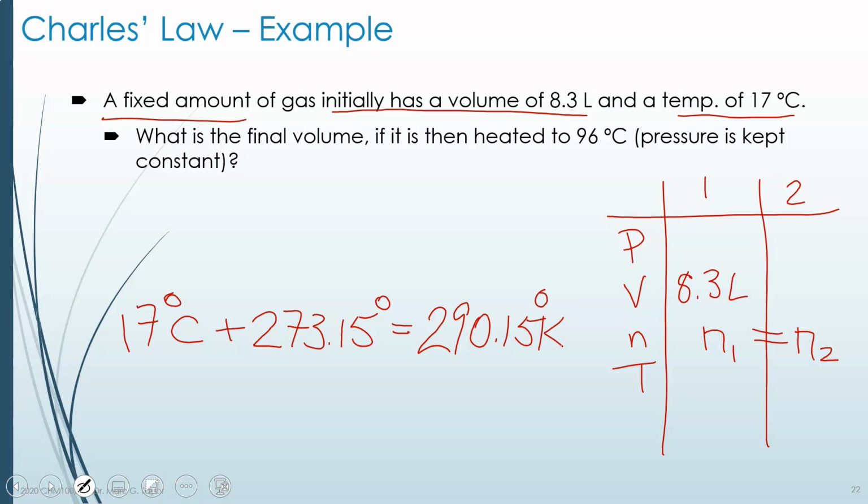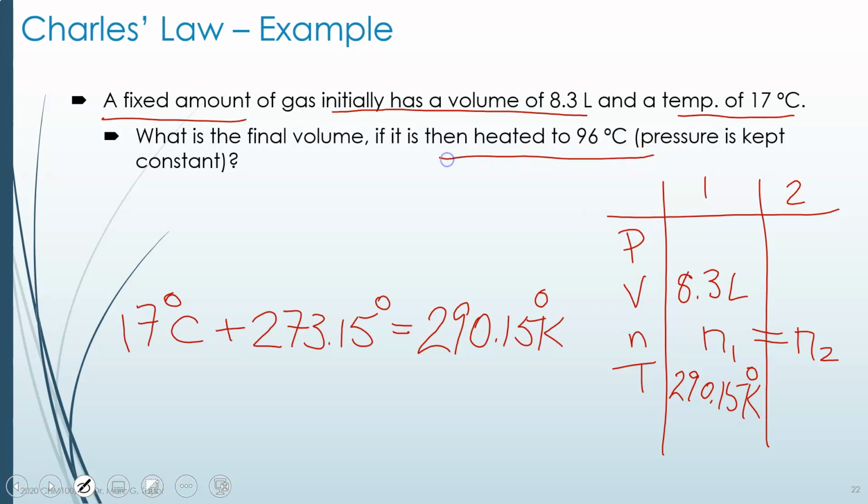Now, you might be wondering, why didn't we round this? Well, if this was the only question we were asking, what is the temperature in Kelvin, we would round it. But since we're solving for something else later on in the problem, we don't round until the very end. So we're going to put our number in now. 290.15 degrees Kelvin is our initial temperature.